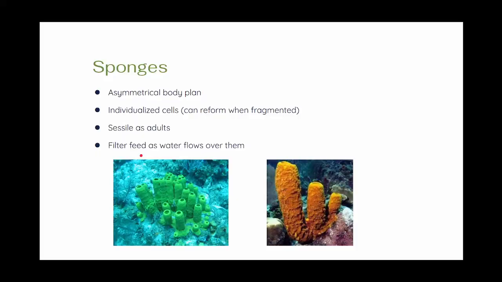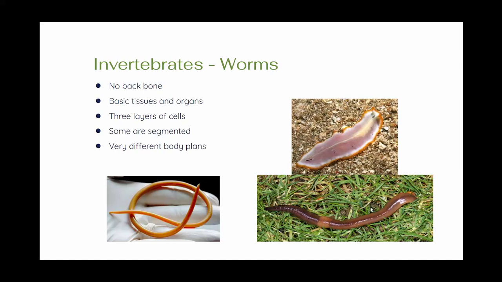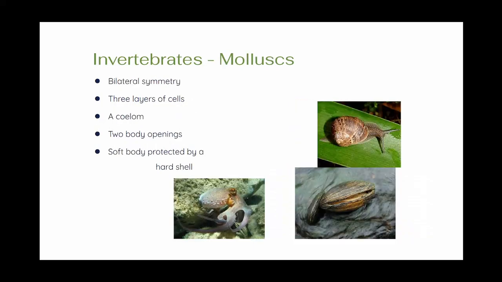Sponges. Cnidarians. Worms. Worms actually taste pretty good, so maybe we could try that as a food one day. They're soft-bodied. They have a body cavity and two body openings. They have a digestive system, of course, and they are essential for soil health and nutrition, since I didn't go over it.